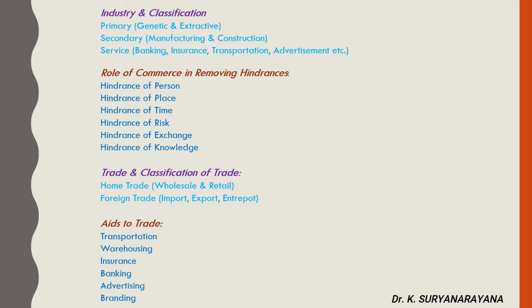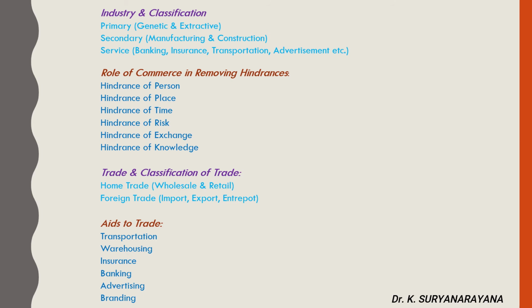And how does commerce help in removing the hindrances? We have six hindrances: hindrance of person, hindrance of place, hindrance of time, hindrance of risk, hindrance of exchange, hindrance of knowledge. So commerce helps in removing all these hindrances. Hindrance of person, how is it removed? Usually the producers and consumers of various places do not know each other. Trade helps in delivering the produced goods to the consumers through wholesalers, agents, and retailers. Hence, trade helps in eliminating the hindrance of persons.